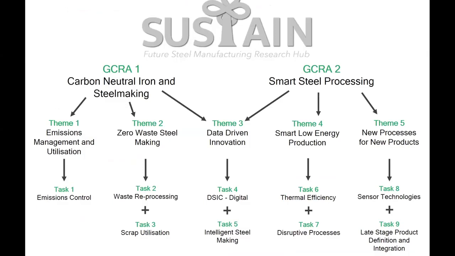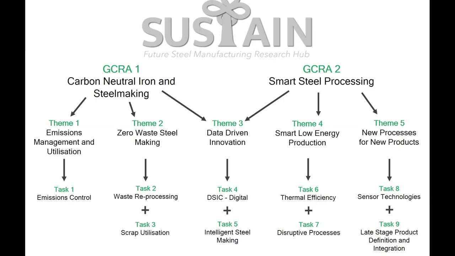So Sustain is basically split up into two grand challenges. One is carbon neutral iron and steel making, and the second is smart steel processing. And within these two areas, we have a series of themes and a series of projects or tasks where we look at various key aspects of either process or technology and bring that into steel. So you can read them there. I'll not labour on that. I'm going to quickly go through some of these and then get into the interesting stuff for you guys, which is the digital stuff.